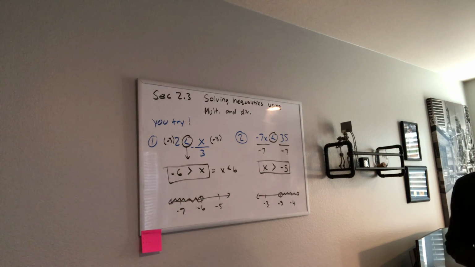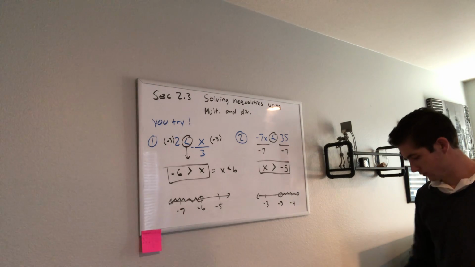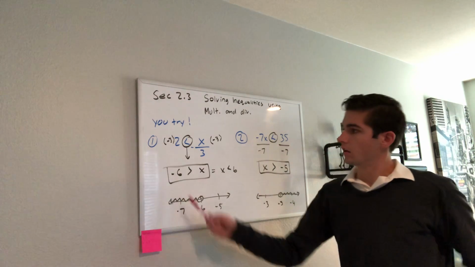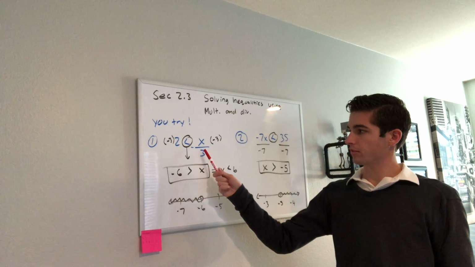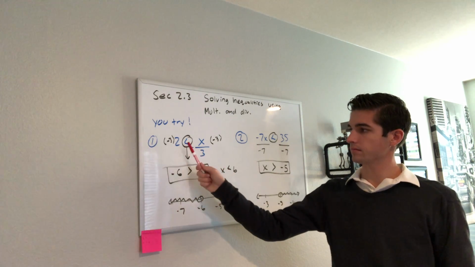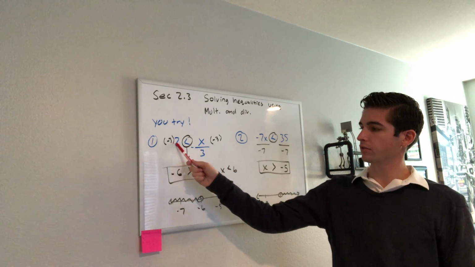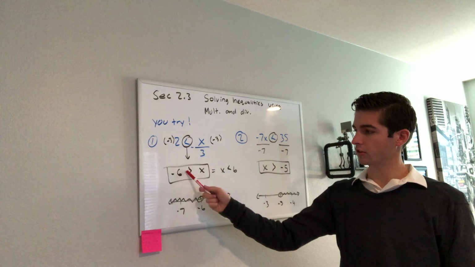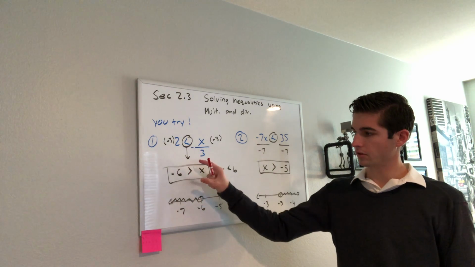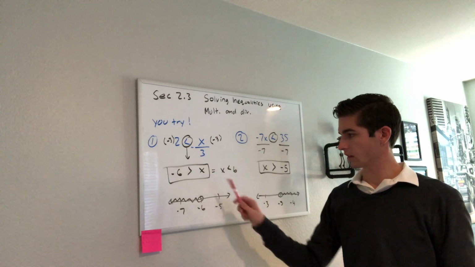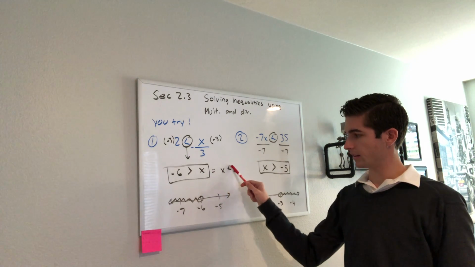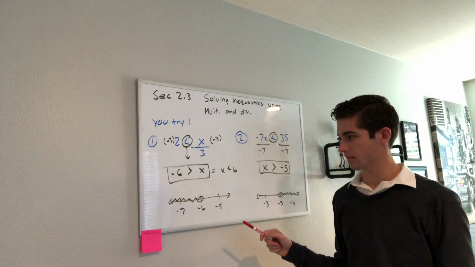Alright, so when you guys are done, we can check our work. So we have 2 is greater than negative x over 3. We're going to multiply by a negative 3. Right, so negative 3 times 2, negative 6. We've got to make sure we change our sign. So negative 6 is greater than x. Right? We want to switch this around to be x is less than negative 6.